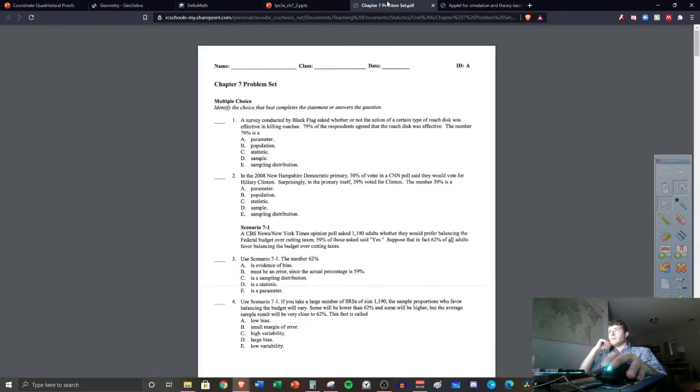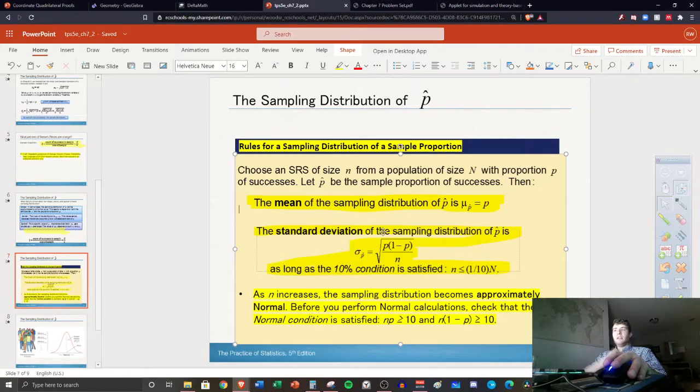Next, we have the standard deviation of the sampling distribution, which is this formula here: the square root of p times 1 minus p over n.